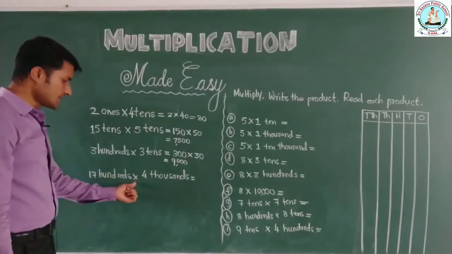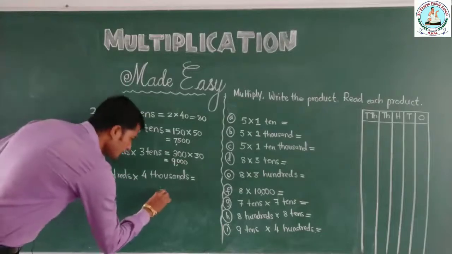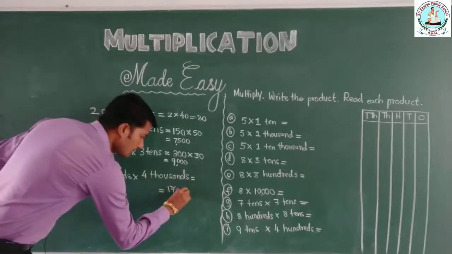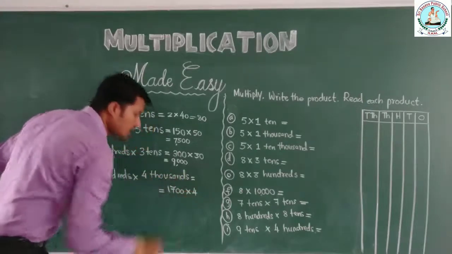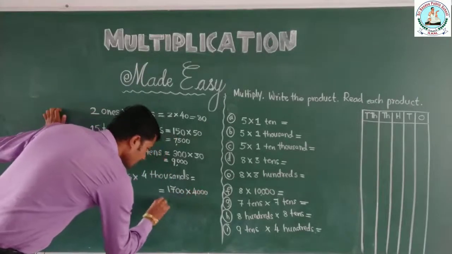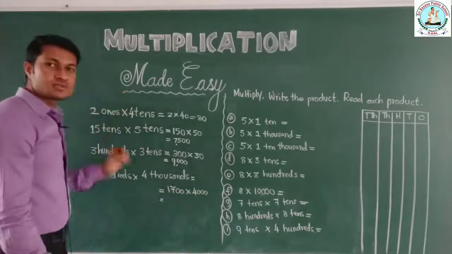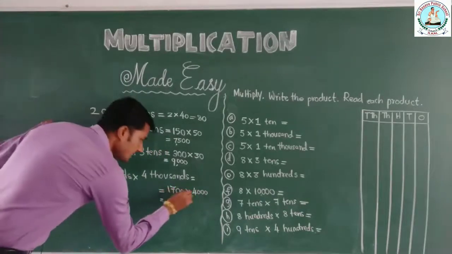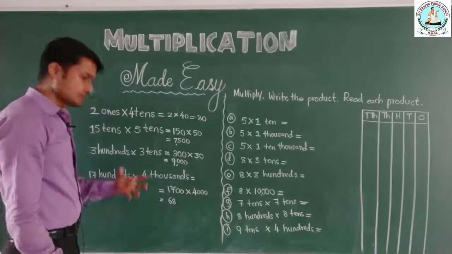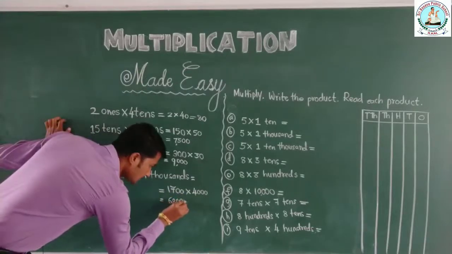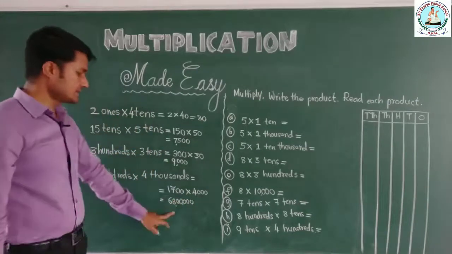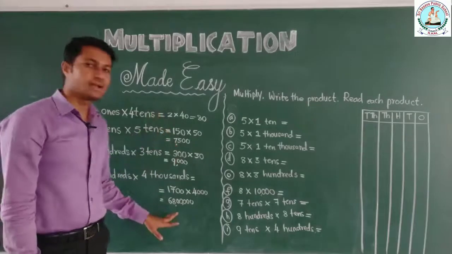Then 17 hundreds times 4 thousands. I am going to solve it here. 17 hundreds is 17, and hundreds mean how many zeros? 2 zeros. Then times 4 thousands: 4 you write as it is, and thousands mean how many zeros? 3 zeros, 1, 2, 3. Now you multiply 17 times 4. Why? Because those are the non-zero numbers. 17 times 4 is 68, and then 2 zeros and these 3 zeros. How many zeros are there? Totally 5 zeros. See how easily you have written your product. It is 68 lakh.